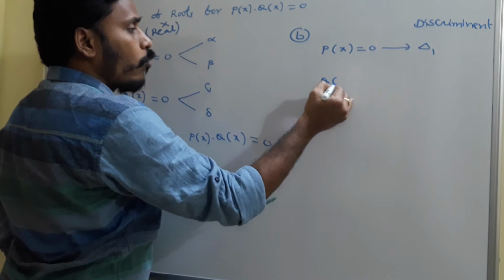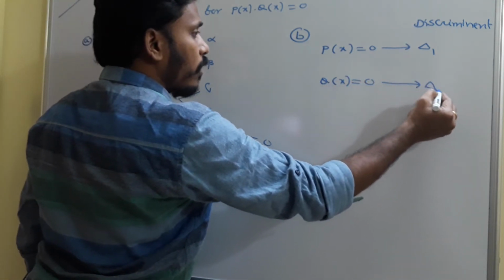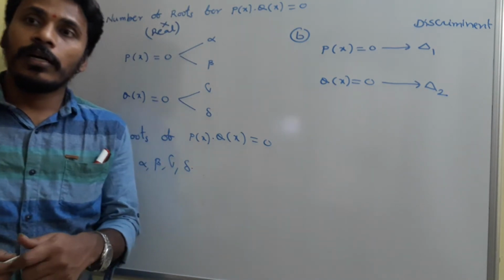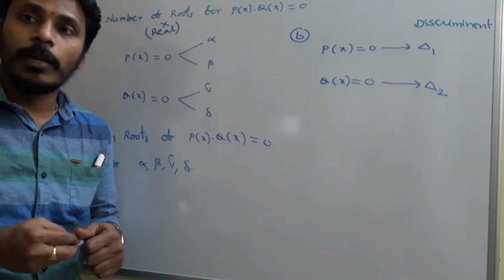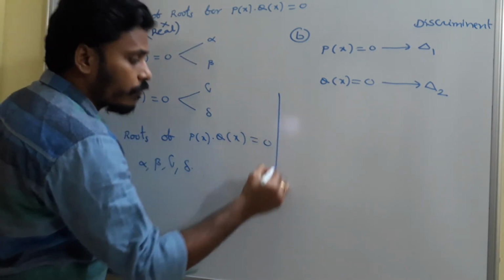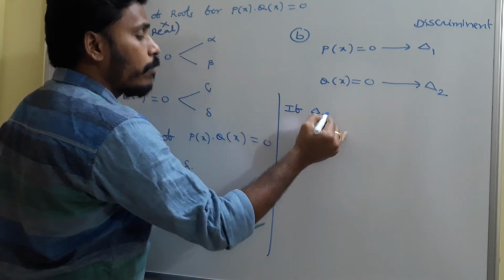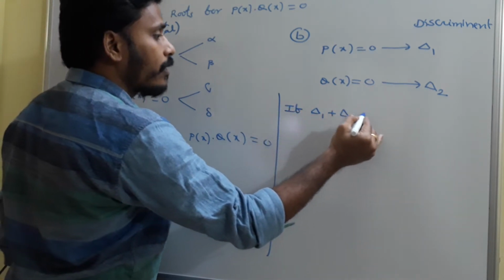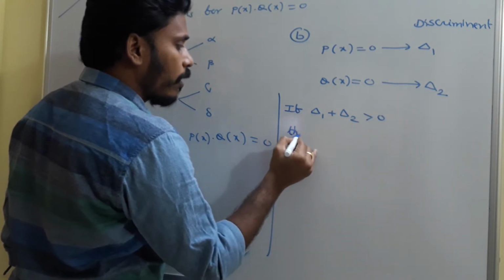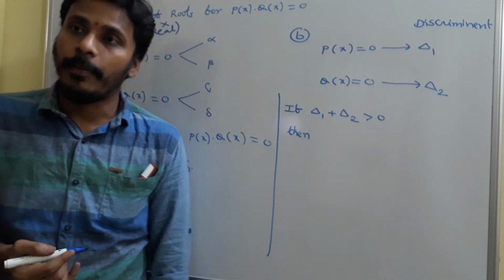And for example, Q of x is equal to 0 is another quadratic and you say its discriminant is delta 2. Now I have delta 1 and delta 2, the discriminants of the two different quadratics P of x and Q of x. See what we will say. If delta 1 plus delta 2 is greater than 0, then what do we need to say? You just think about it. If delta 1 plus delta 2 is greater than 0, then what will happen?